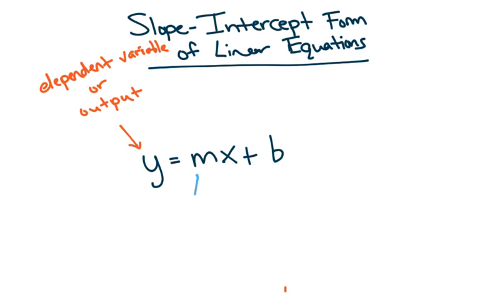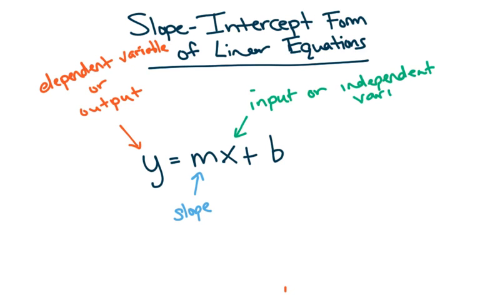Your m here is going to be a number that represents your slope. It's the slope of the line for this particular linear equation. The x is going to be your input, also known as the independent quantity or variable. And lastly is b, and this is your y-intercept. This is where your line is going to cross the y-axis.